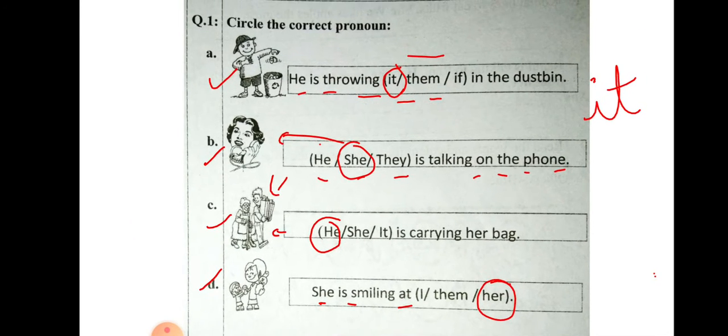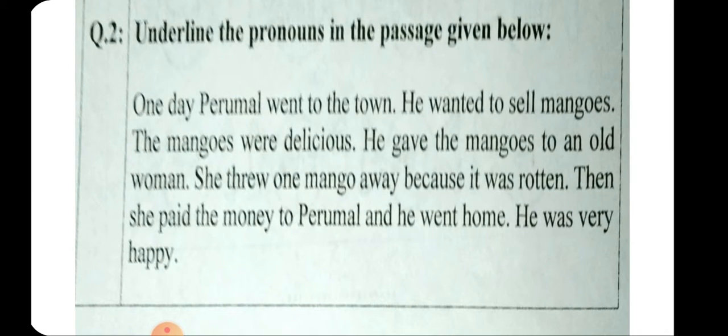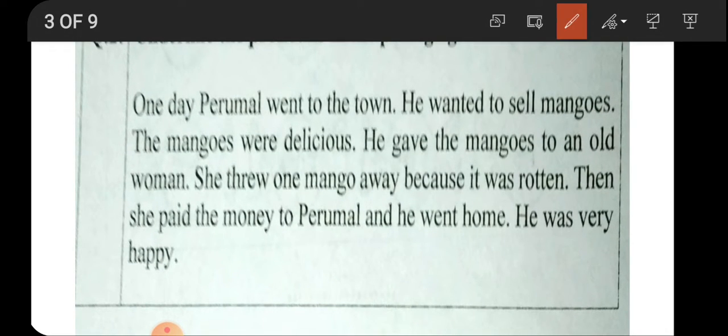Okay, now next. Underline the pronouns in the passage given below. Passage means a paragraph. The paragraph is given over here. We have to read, and we are only going to underline the pronouns. Again, I am repeating, the word which is used in place of the noun is called a pronoun. For example, he, she, it, they, I, me, you, we, their, them. All these words are pronouns. There is no proper name as such over here.